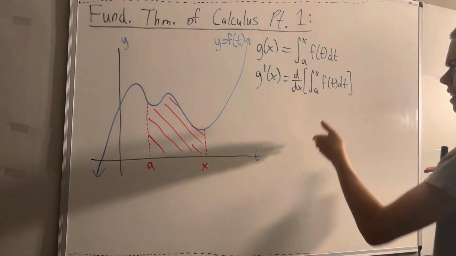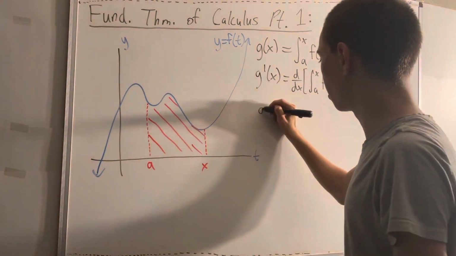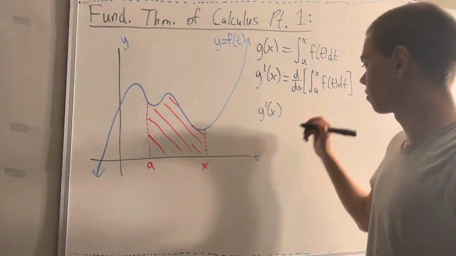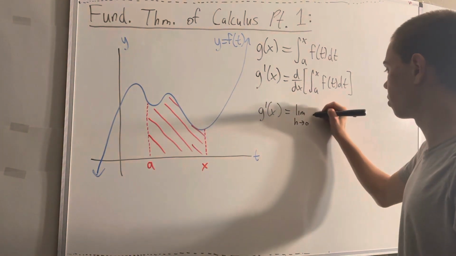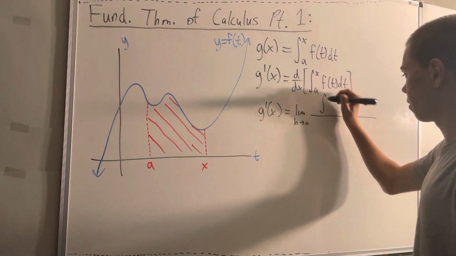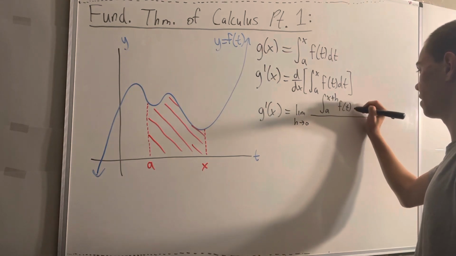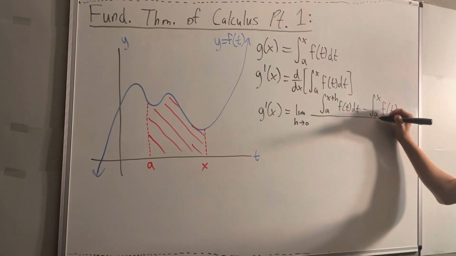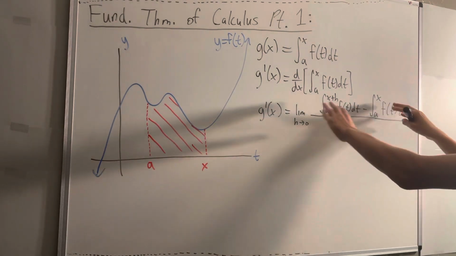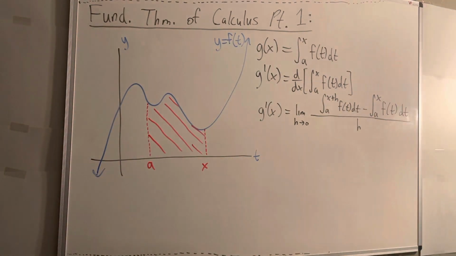So then how do we find the derivative of something like this? Well, to find the derivative of anything, we know that we could just express it as a limit. So we could say this is the limit as h approaches 0 of the integral from a to x plus h of f of t dt minus the integral from a to x of f of t dt, all divided by h. This is how we could write the derivative as a limit, as we remember from the derivative as a limit.